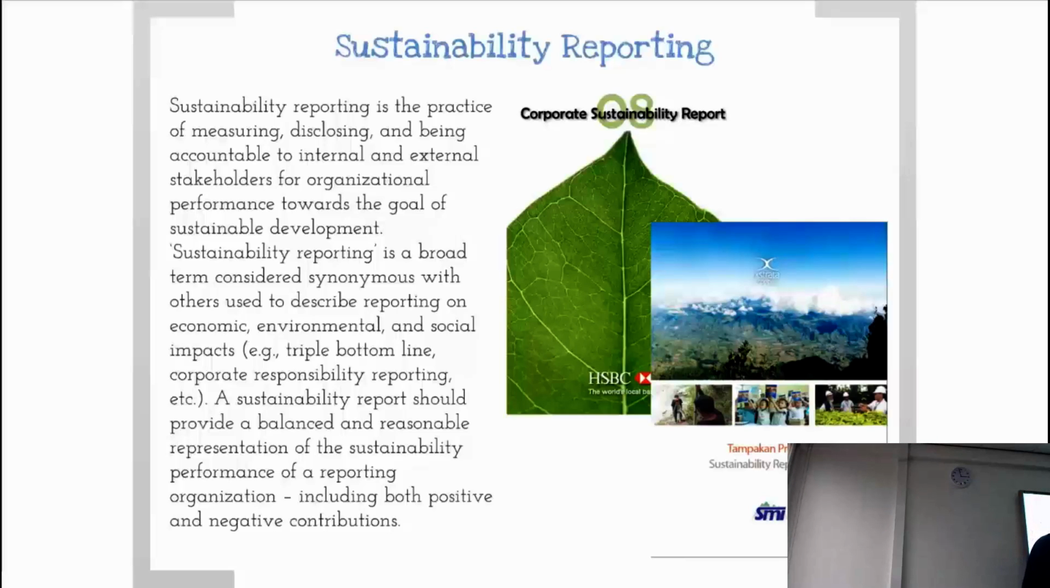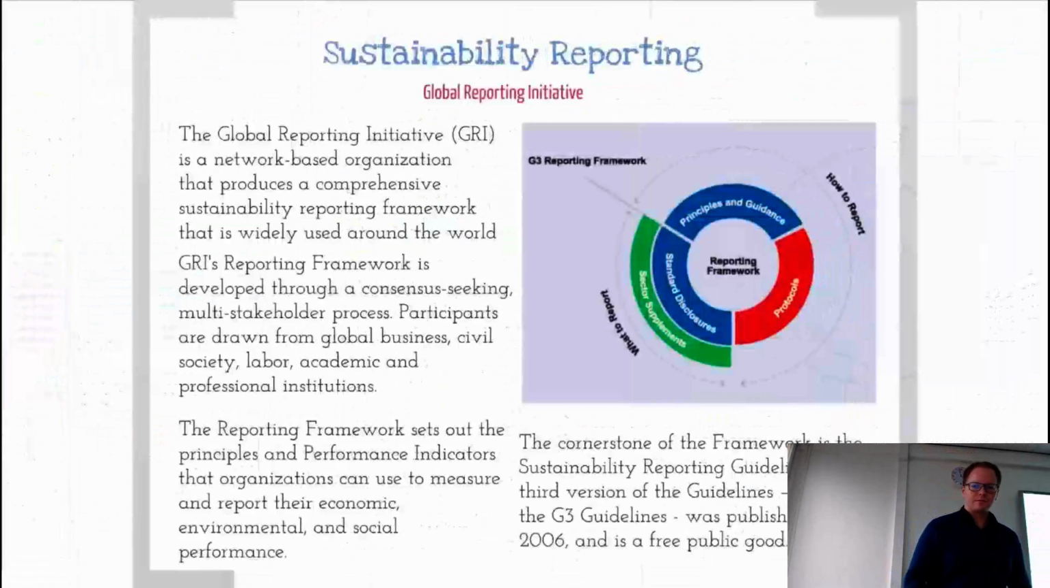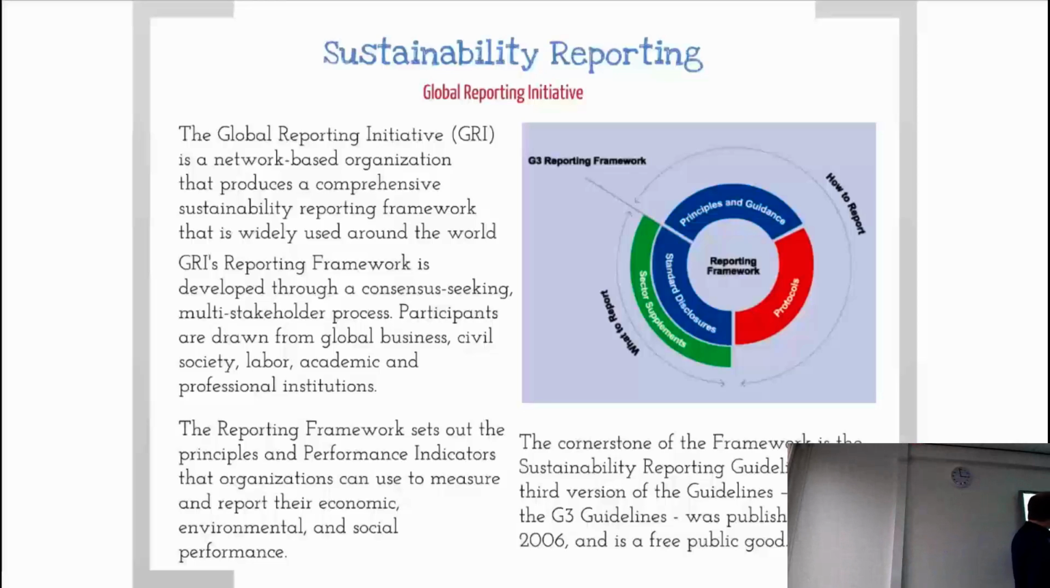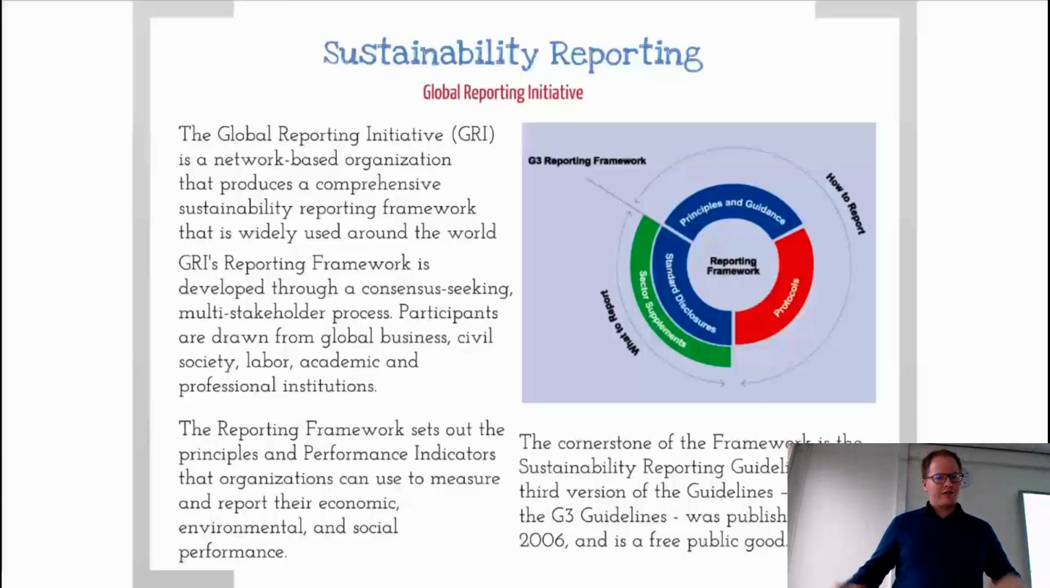So if it's a proper report, it should have both positive and negative. And you notice already how controversial that can become. Now, when you come to the actual Global Reporting Initiative, which aims at the organization level, you will see it's a network-based organization that produces a comprehensive sustainability reporting framework that is widely used around the world. So here the GRI is developed through a consensus-seeking, multi-stakeholder process, so there will be some compromise, of course, right?